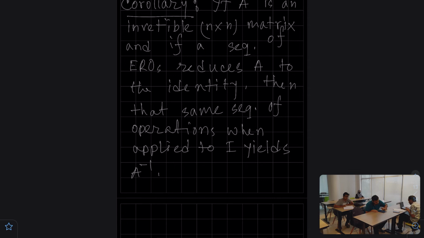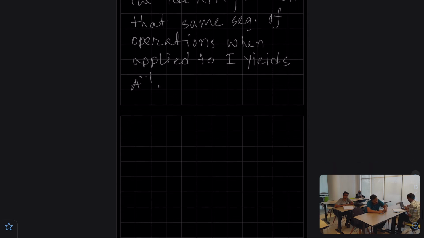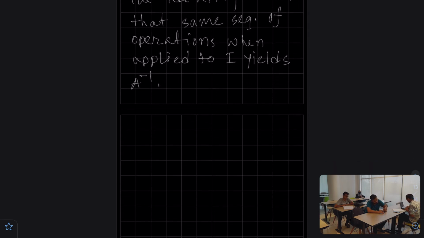So it says that if A is an invertible n cross n matrix and if a sequence of elementary row operations reduces A to the identity, then that same sequence of operations, when applied to I, that means the identity matrix, yields A inverse. And this corollary will be used to compute the inverse matrix. I don't think I have to prove this corollary, just a simple sketch of the proof.